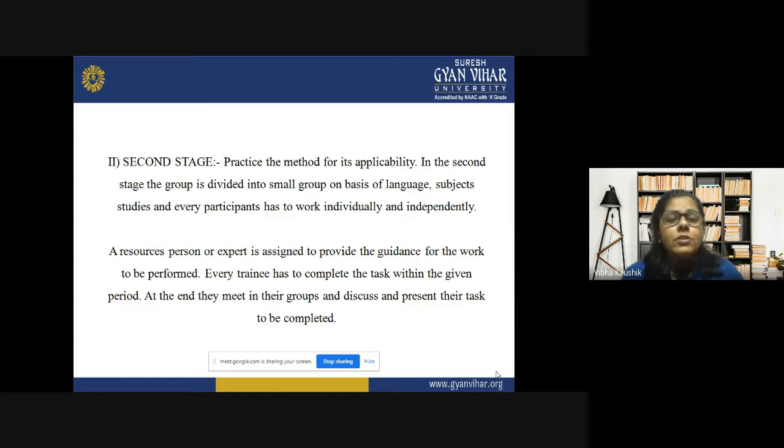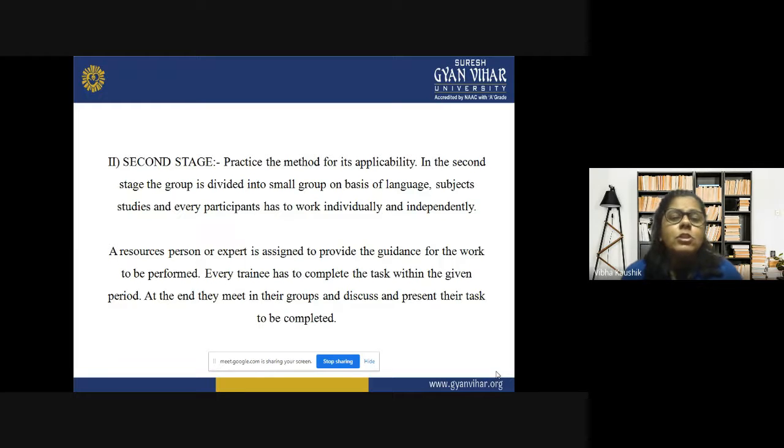Now the second stage: practice the method for its applicability. It means we will practice the method which we have learned for its practical applicability, because we have to apply this method in the teaching learning process. Keeping in mind that we have to apply this knowledge, we have to practice accordingly.